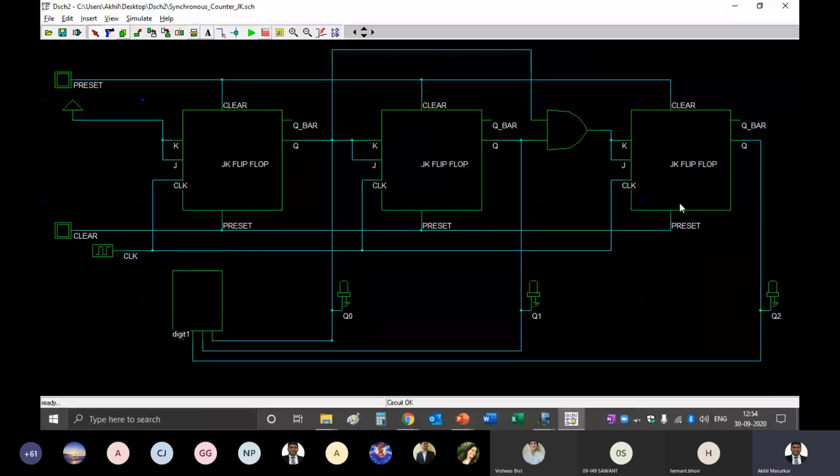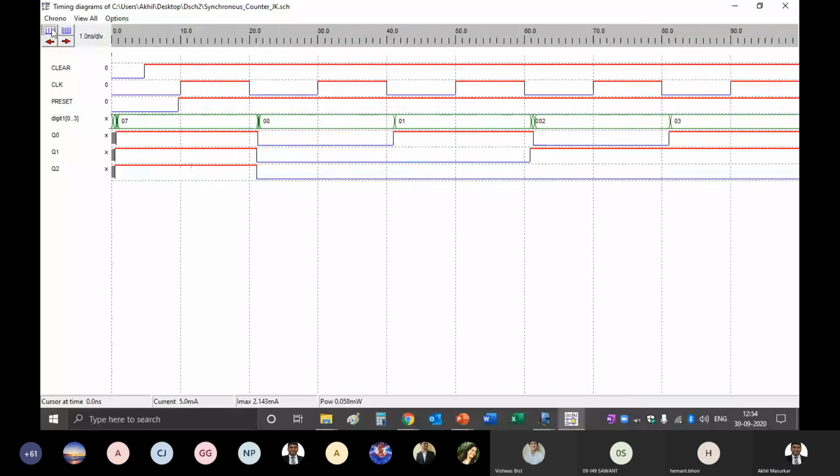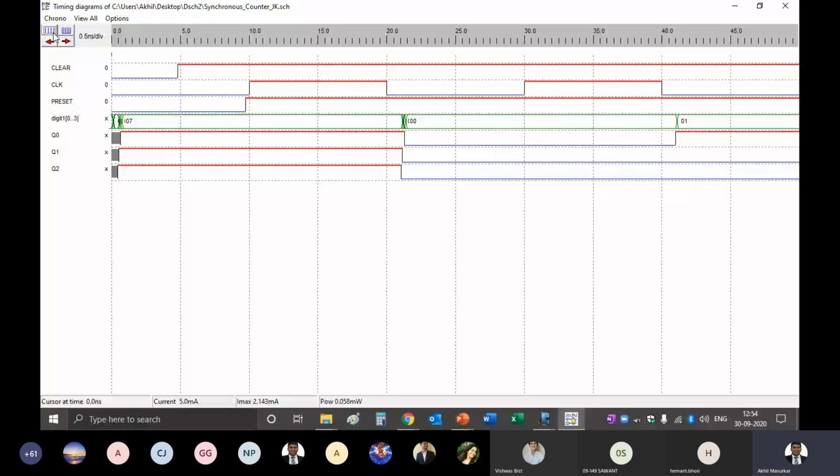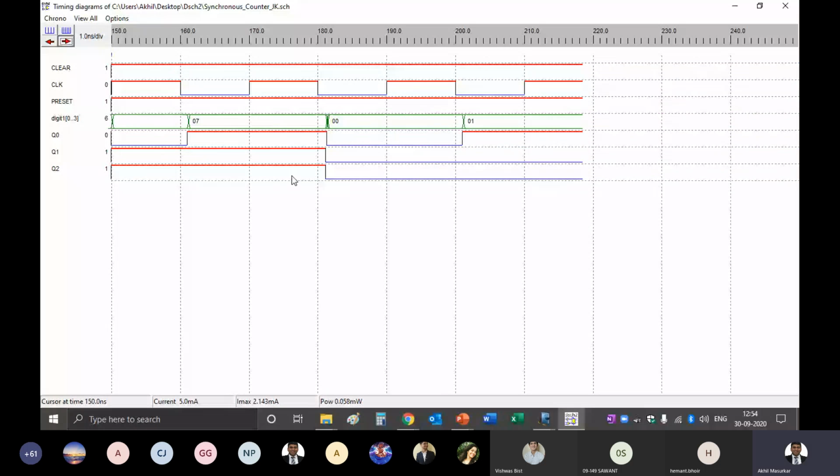Now, is there any performance improvement? Let us check. You can see very clearly that especially when there is a change from 7 to 0, here there are no unwanted states. After 7 there is directly 0 0 0. It doesn't go into the 8th state. So the glitch problem gets solved.